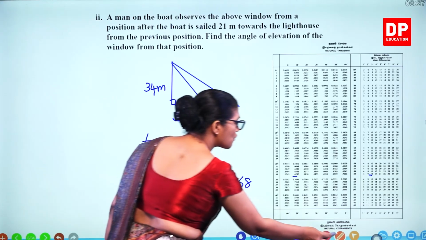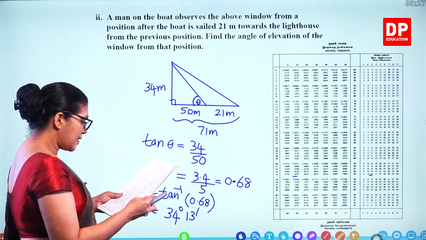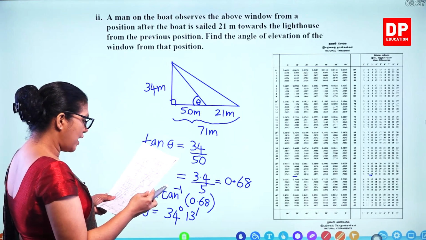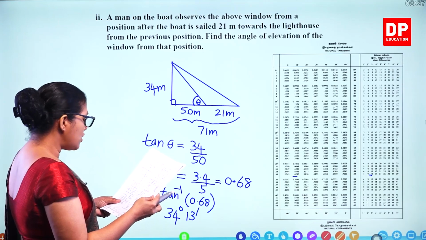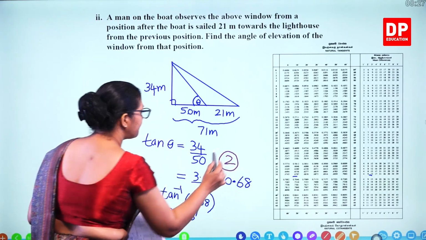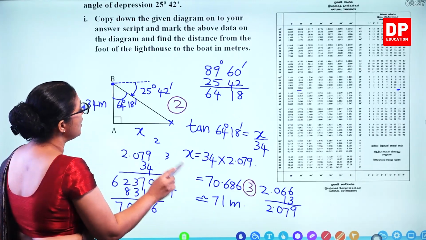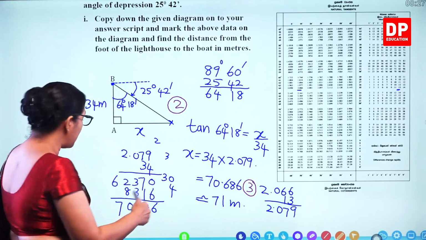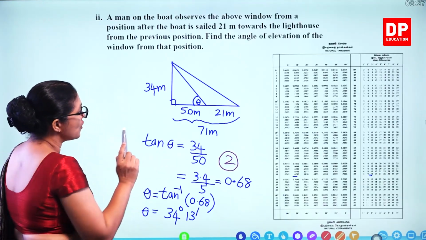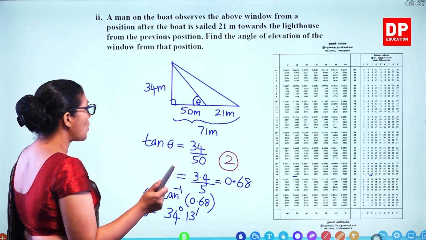So how many marks for this one? According to the marking scheme, you get 2 marks. 34 degrees and 13 minutes. So 2 marks. So we gave before 3 plus 2, 5, and then 5 plus 2, 7 marks. Now we'll take the next one.